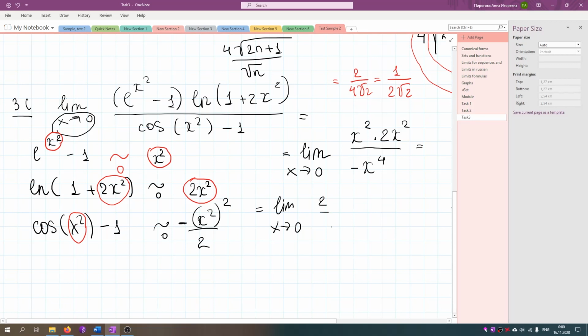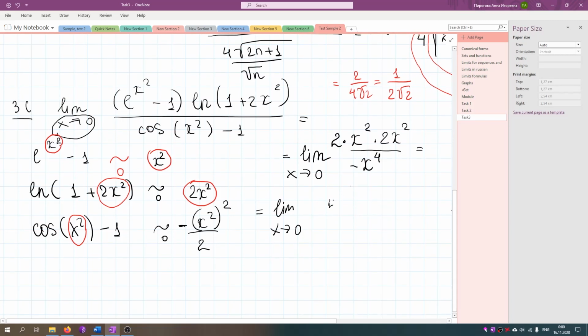So here we'll have minus 2x in the fourth power, minus x in the fourth power divided by 2, so we just multiplied by 2, and to get 4x in the fourth power divided by minus x in the fourth power. So the answer will be minus 4.